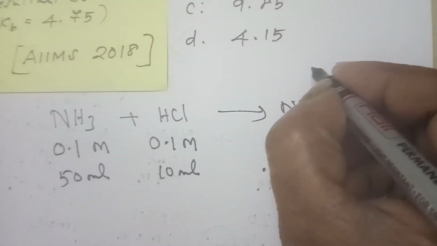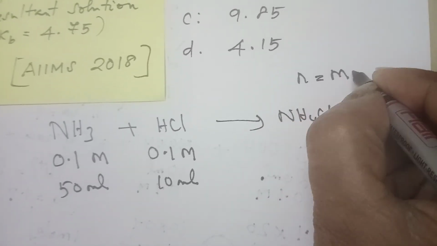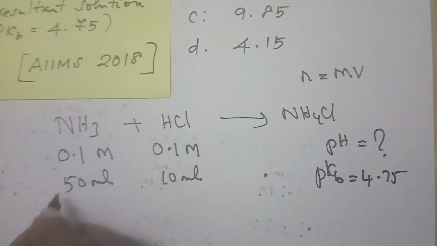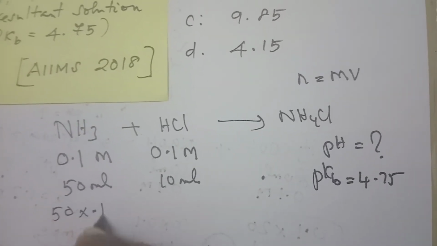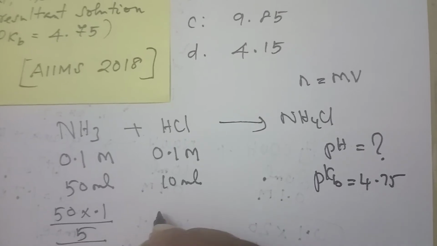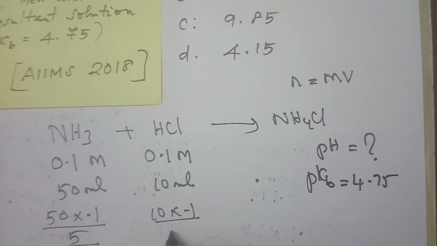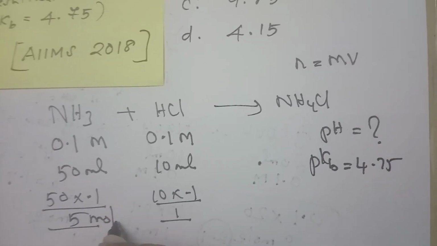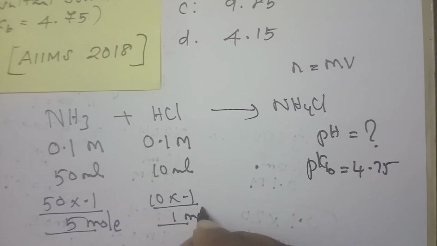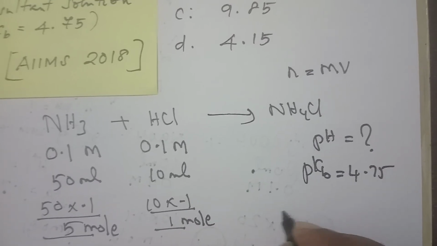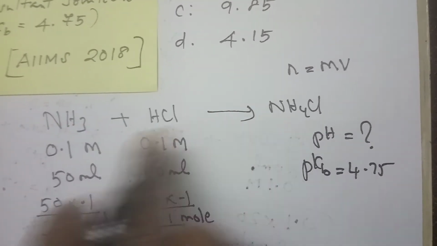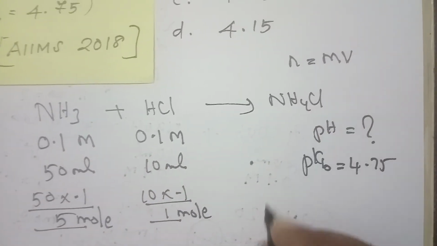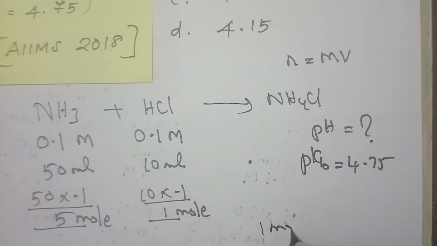As I told, number of moles is equal to molarity into the volume. First let me convert into the number of moles. So 50 into 0.1 is equal to 5. 10 into 0.1 is equal to only 1. So now, 5 moles of ammonia with 1 mole of hydrochloric acid gives, the equation is indicating 1 plus 1 gives 1 as the product. So formation of ammonium chloride is 1 mole.